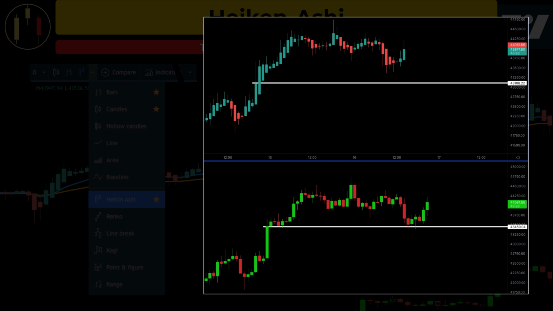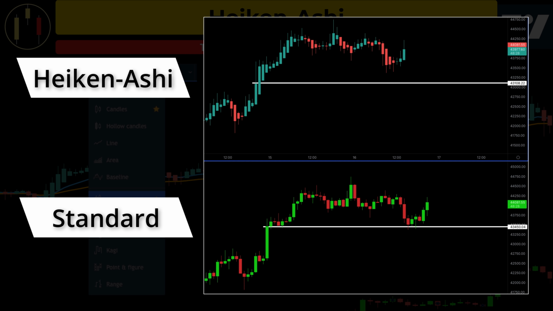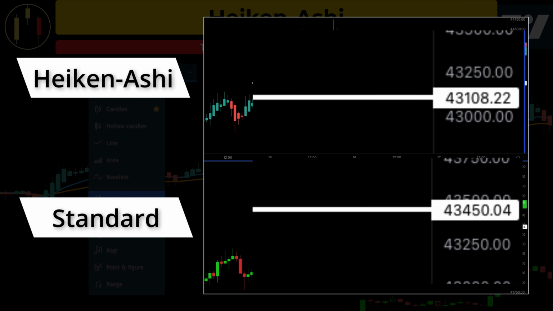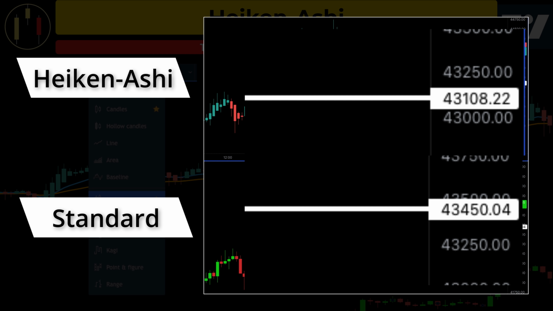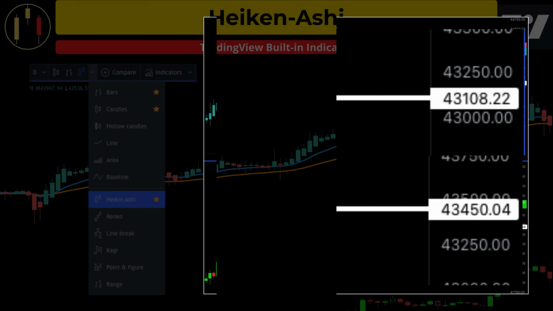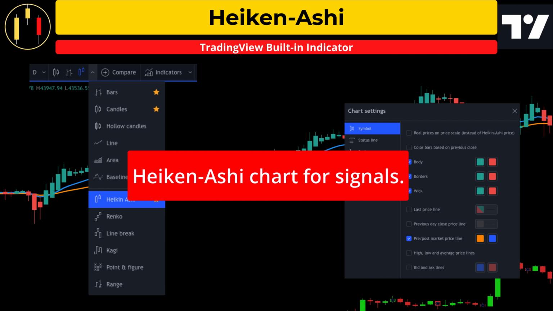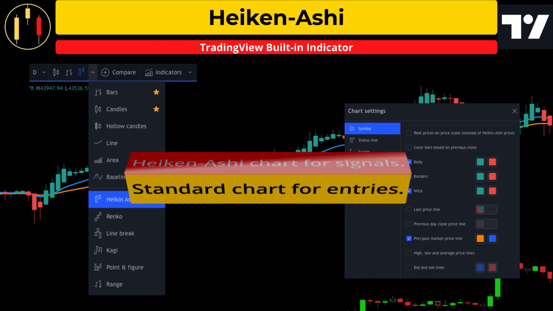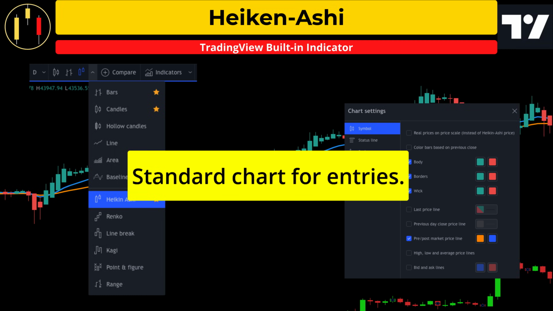On this chart, you can see the same price presented as a traditional Japanese candlestick and a Heikin-Ashi candlestick, with the closing level at significantly different price levels. Therefore, on this test, I am going to use the Heikin-Ashi chart for signals and the standard candlestick chart for entries. This method will provide more accurate test results.